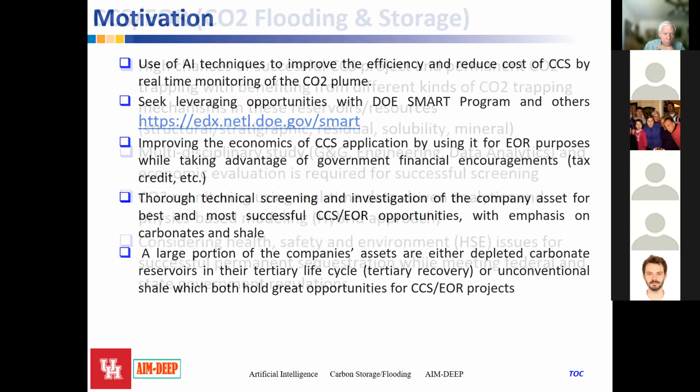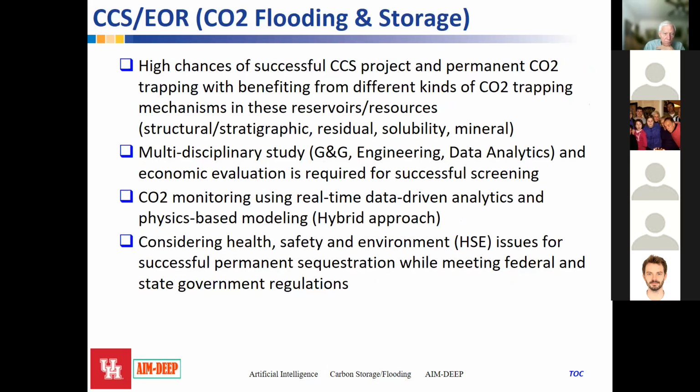So the chances of CCS, as I already told you, are going to be increased by combining with CO2 EOR, especially when we have very helpful geological trapping on the ground, including structural or stratigraphic trapping, residual, solubility, and mineral trapping. These are different trapping techniques for CCS.